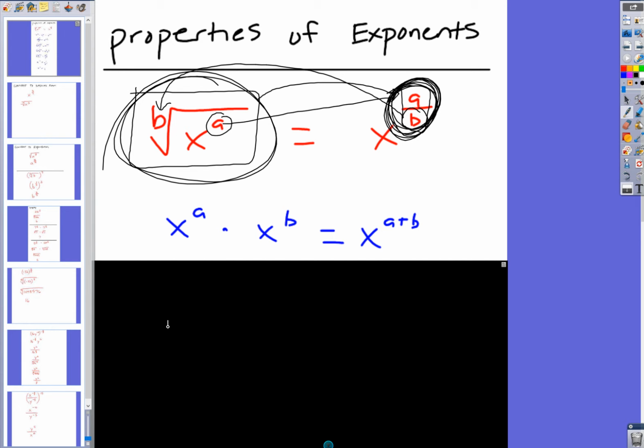This first one we've done in this class. What does this tell you in words? If I am multiplying and I have the same base, what am I allowed to do with the powers? You can add the powers.